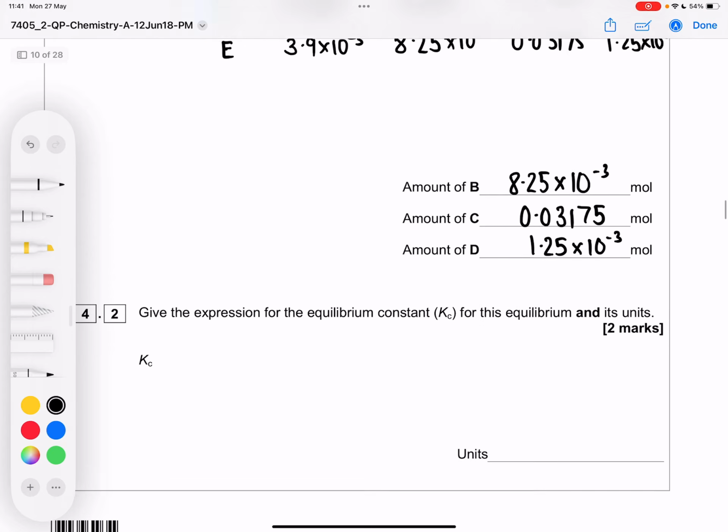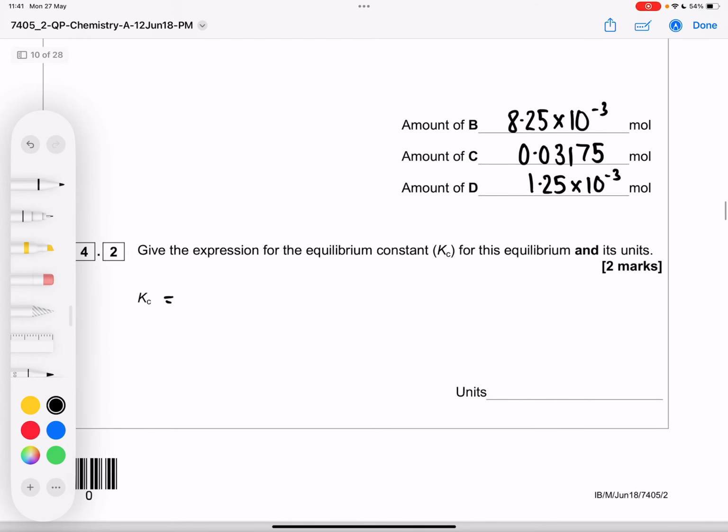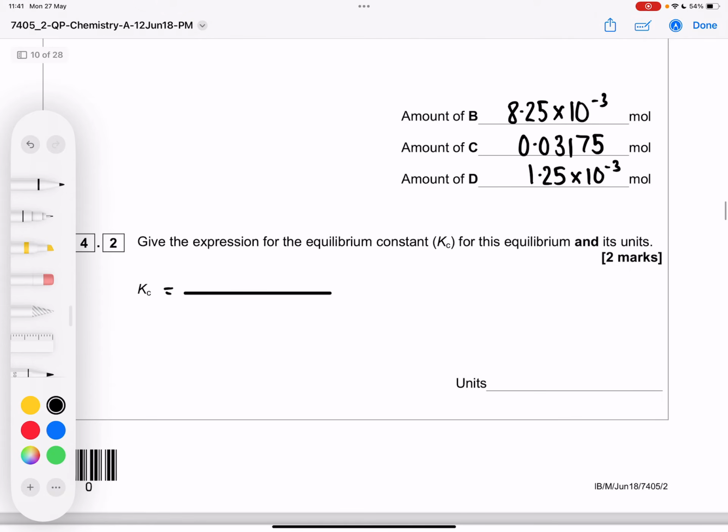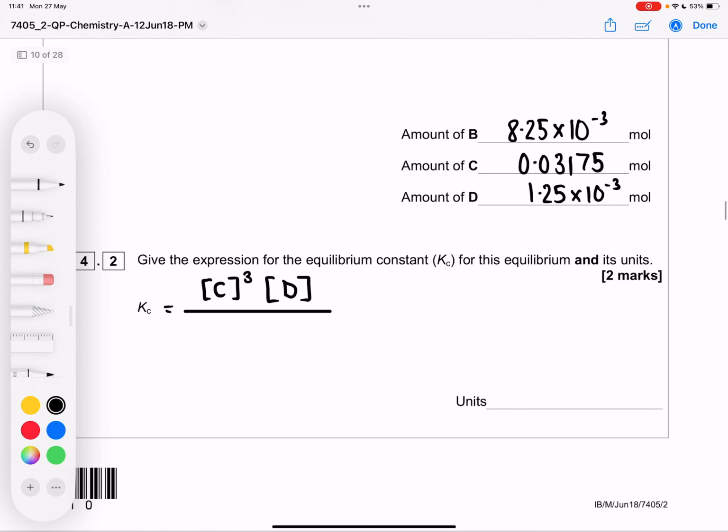Now it wants us to give an equilibrium constant. So Kc equals, now remember that Kc is a fraction with the concentrations of the products on the top. So that's C and D. So square brackets essential. There were 3 C's, so raised to the power 3, C times C times C, times by D. There was only 1 D. And then there were 2 A's and 1 B. The square brackets are essential.